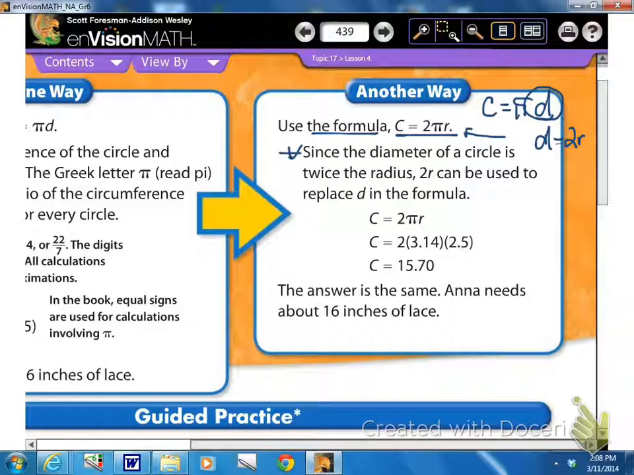Since the diameter of a circle is twice the radius, 2r can be used to replace the diameter in the previous formula. So in this case, we say circumference equals 2 times our pi, 3.14, times the radius that we were given, 2.5, to get, again, the same circumference, 15.7 inches. We'd round up to get enough lace to cover the circumference of that shade.